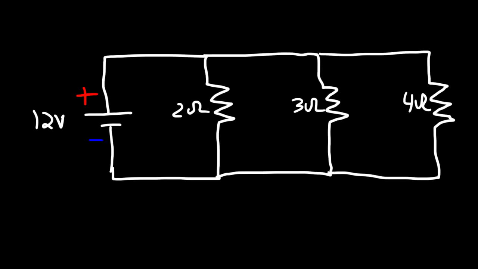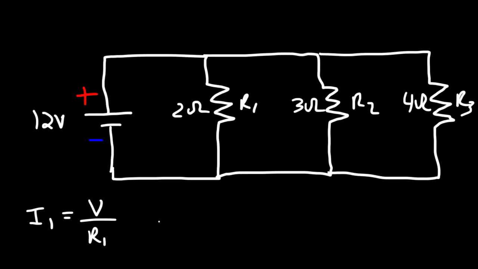Now notice that each resistor is connected across the same battery. So the voltage across each resistor is the same, it's 12 volts. And so we could use V equals IR to find the current in each resistor. So to find the current, let's say in R1, here's what we need to do. It's going to be the voltage of the battery divided by R1. So that's 12 divided by 2. And so we have a current of 6 amps flowing in that resistor.